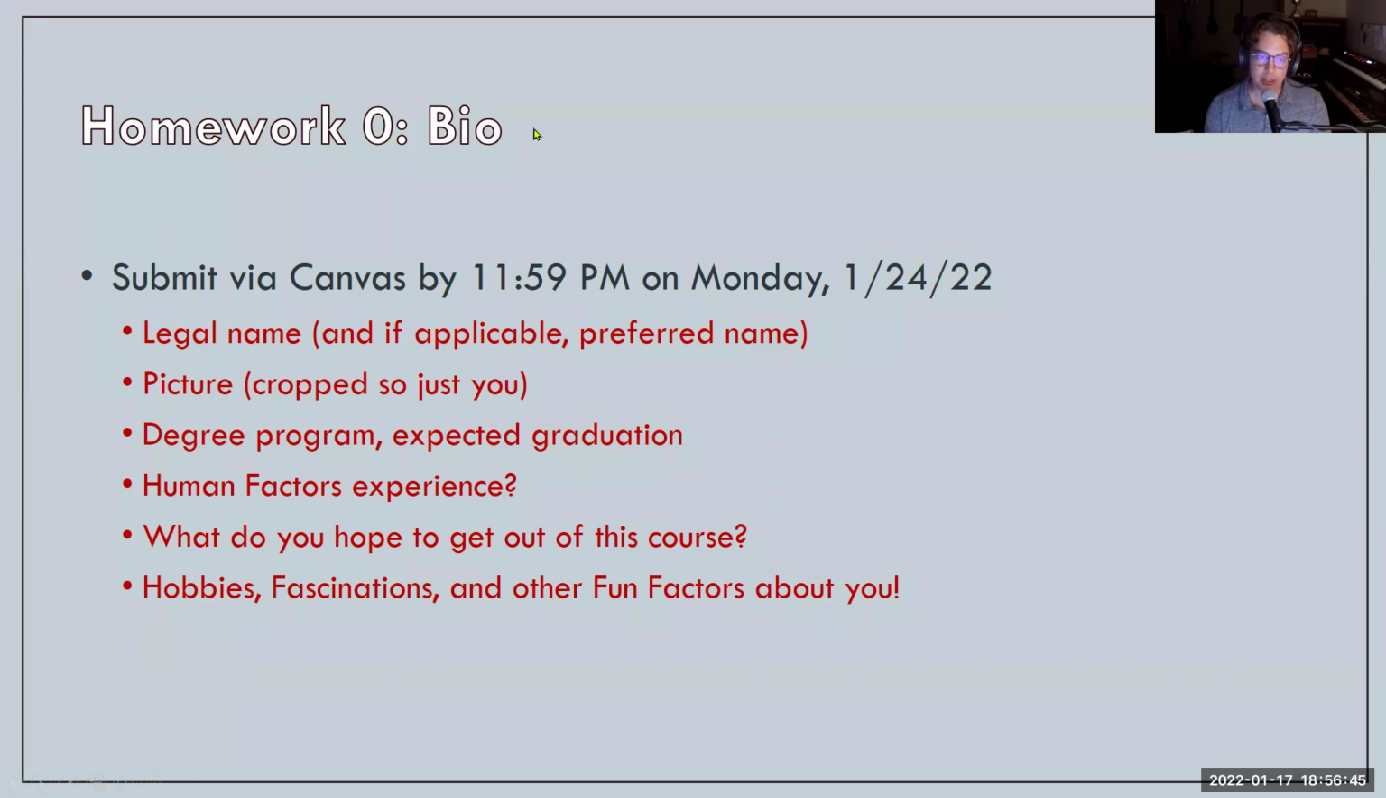So if you could please do this in the next week, submit a one-page bio. I've actually got instructions and an example on Canvas, so you can see my own recent bio. I want to know who you are, how should I refer to you? So legal name, this is going to match up in the grade book, but maybe you go by something that isn't the long legal name. That way I can address you appropriately. I'd like to see your picture, cropped so it's just you, no sunglasses.